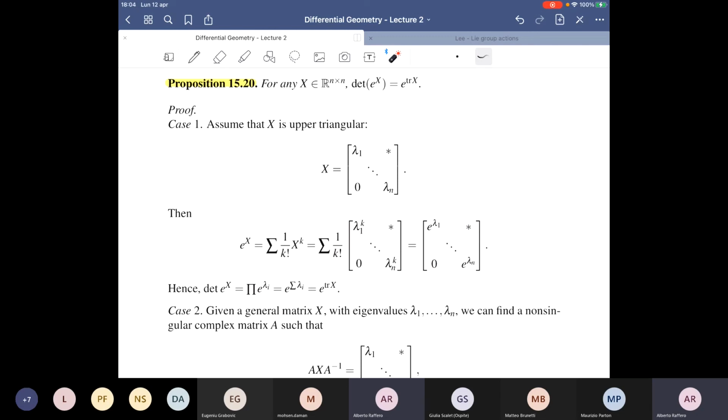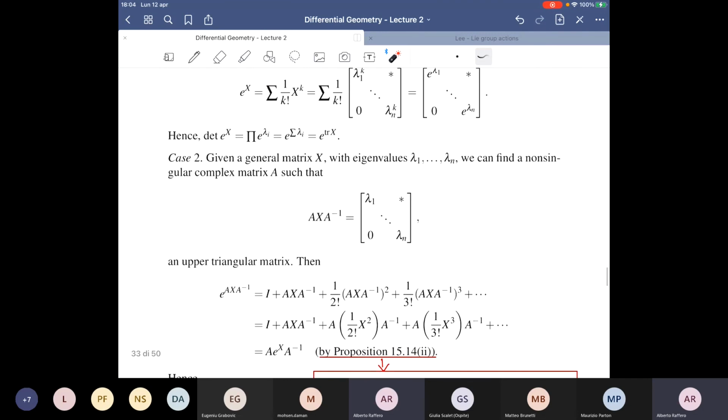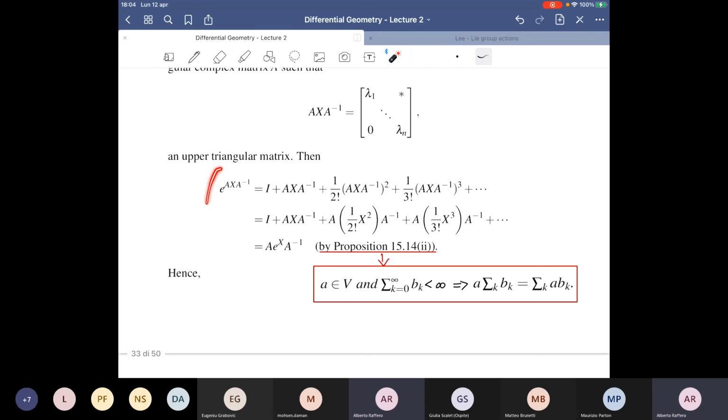So the determinant of the matrix exponential of X will be the product of the diagonal elements of this matrix, since it is upper triangular. But the product of the diagonal elements is precisely the exponential of the sum of the eigenvalues, and so it is the exponential of the trace. And again, if you have a general matrix, you obtain the same result by triangularizing it. And so by similar computations, you arrive at the conclusion.